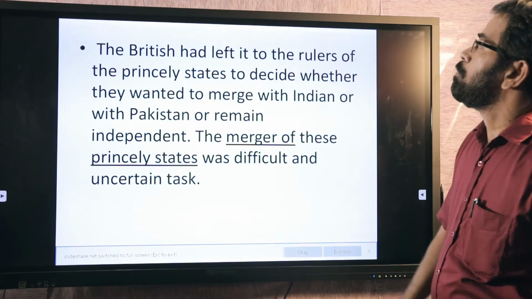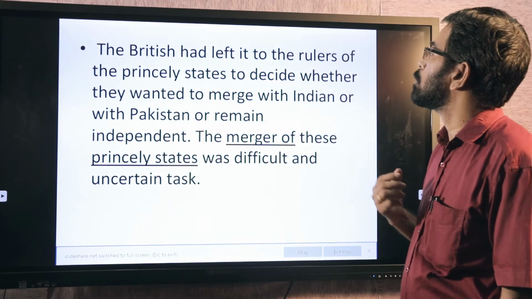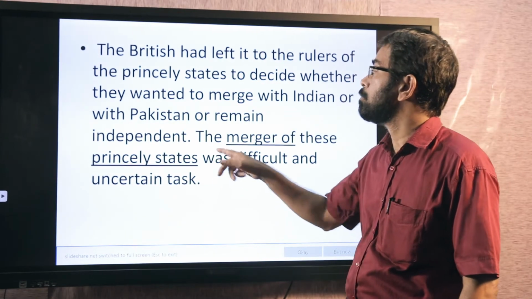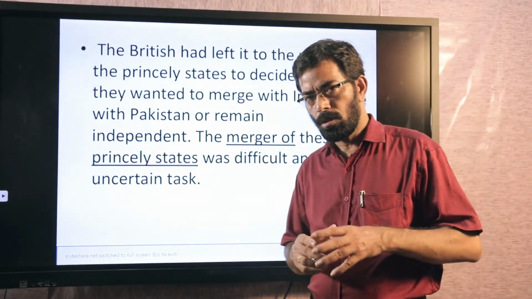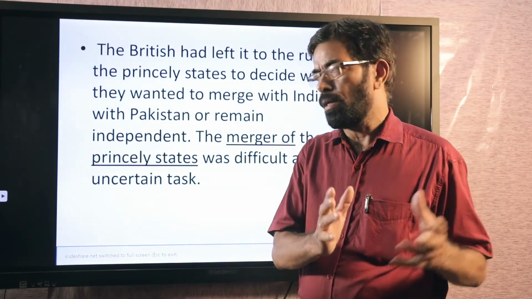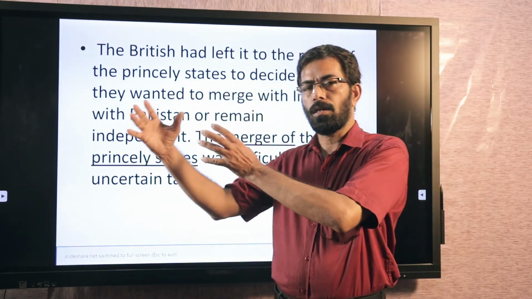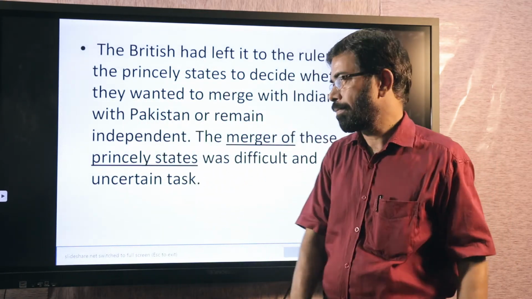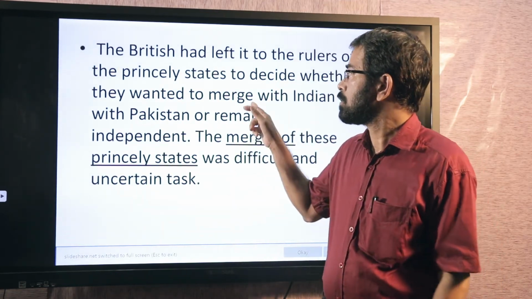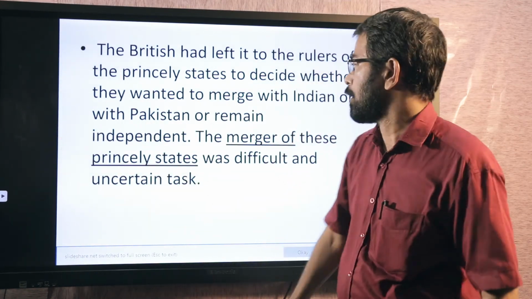The British had left it to the rulers of the princely states to decide whether they wanted to merge with India or with Pakistan or remain independent. India was divided into many provinces during the British period and they were quite independent. So these provinces were given freedom to join either Pakistan or India. No province was attached to any particular country.